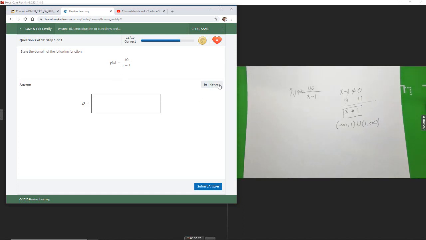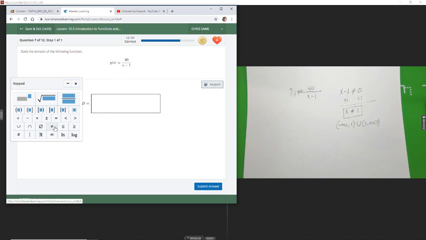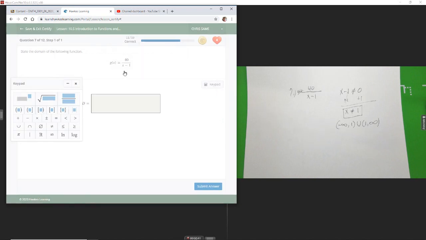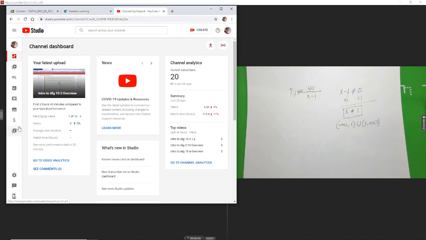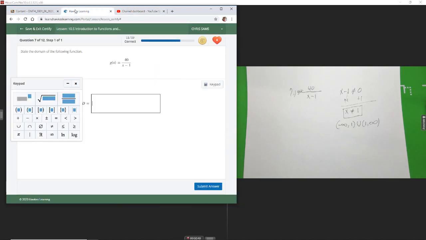So I'm going to do it the shorthand way. I'm going to say not, okay, it won't let me do that. So I have to do it the other way. So parentheses, I went back a page. Parentheses, and then we're going to do -infinity to 1, and then the union, and then 1 to infinity.